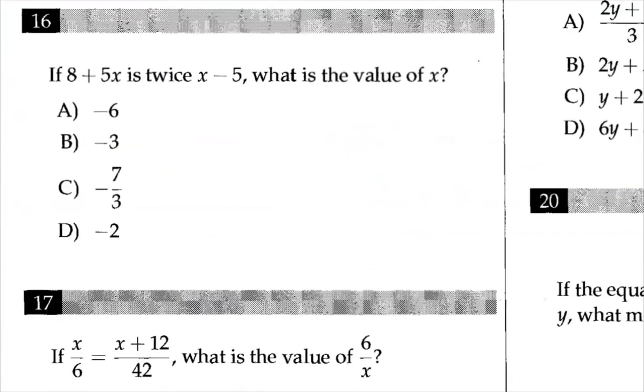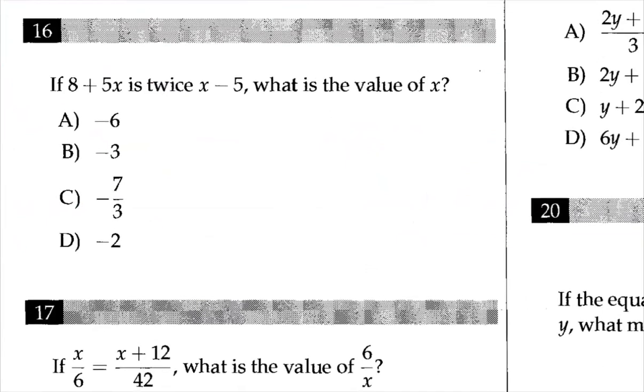Question number 16. If 8 plus 5x is twice x minus 5, what is the value of x? Guys, please put this in your head. Is means what? Means equal. And here it's given that 8 plus 5x is, as we said, equal. What does it mean by twice? Twice means double, or times 2 of what? Of x minus 5. This is the equation. We just need to solve the equation to get the value of x.